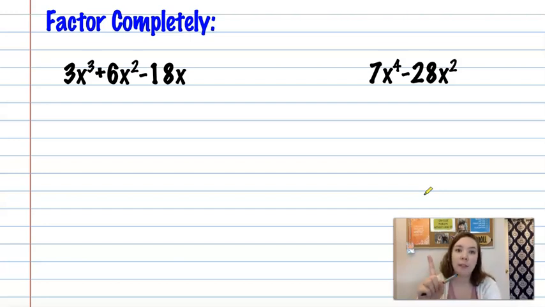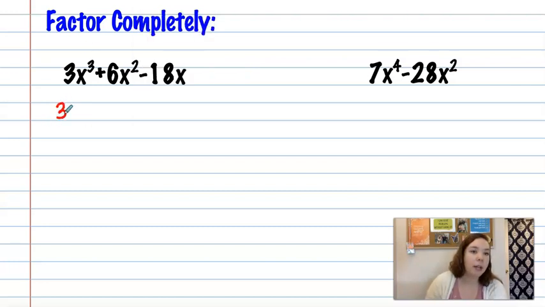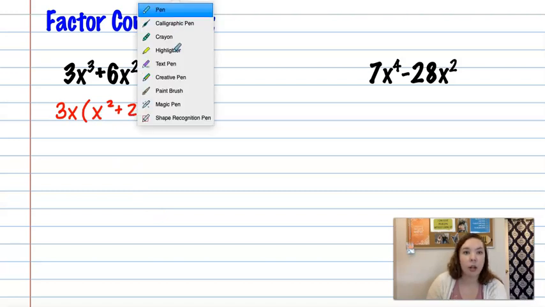And step 1 in factoring completely is pulling out the greatest common factor you can from all 3 of your terms. So if I look at these 3 terms, all of my coefficients are divisible by 3. And then I can also pull out an x, it looks like, since they all have an x. So I'm going to pull out 3x in front, which will leave me with x squared plus 2x minus 6.